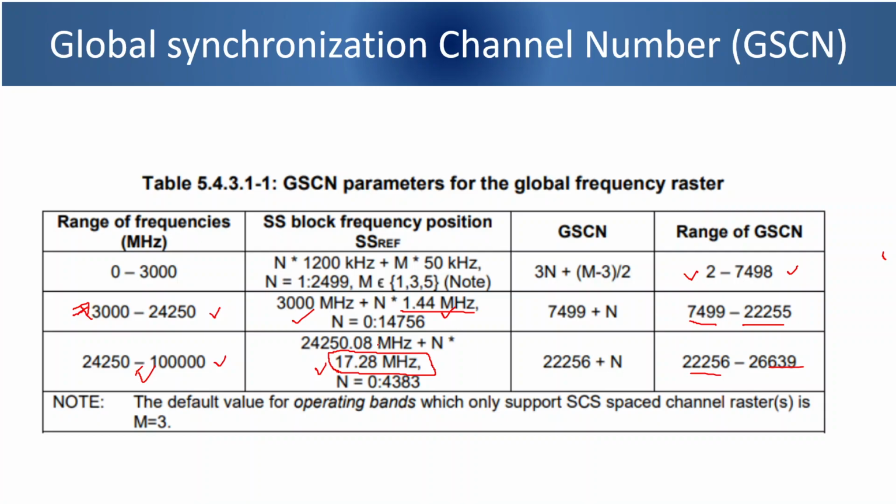So when I say channel frequency raster, I'm talking about the step size of those frequencies. That is called the frequency raster. And the channel number is either the ARFCN number or the GSCN number. When presented as a number, it is the channel number, either absolute radio frequency channel number or global synchronization channel number. When we say raster, it is either the frequency raster or the synchronization raster. Is that okay?